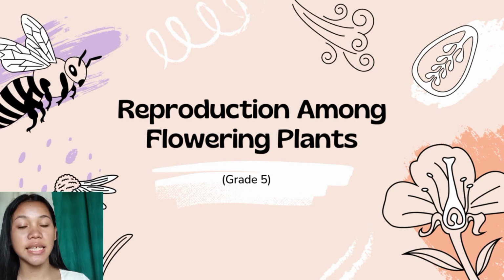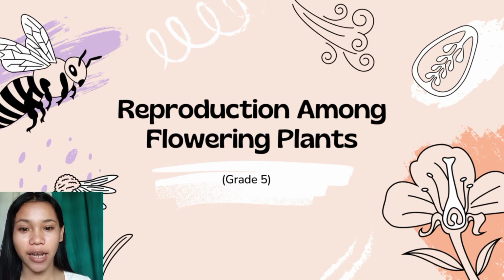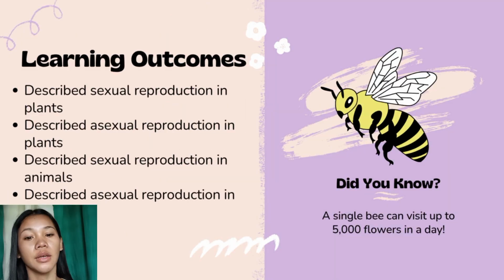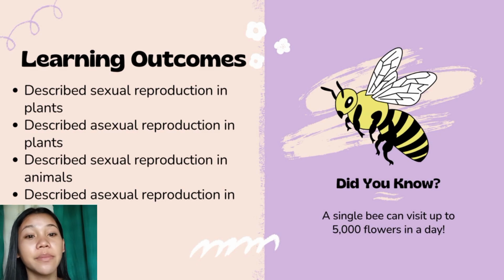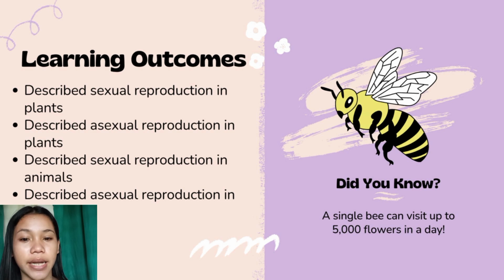Our topic to be discussed is all about reproduction among flowering plants in Grade 5. Those are our learning outcomes. Number 1, describe sexual reproduction in plants. Number 2, describe asexual reproduction in plants. Number 3, describe sexual reproduction in animals. And number 4, describe asexual reproduction in animals.